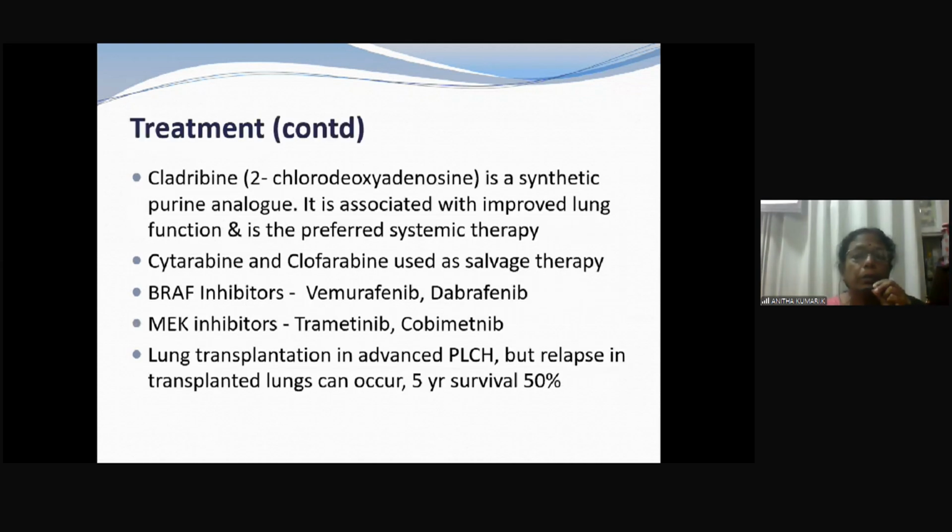So the treatment of choice is cladribine, a purine analog, and this is associated with improved lung function. So in patients where the symptoms persist or there is a rapid decline in the lung function, cladribine can be used if there is no response with smoking cessation. Cytarabine and clofarabine are used as salvage therapy, and now we have newer drugs coming up like the BRAF inhibitors and the MEK inhibitors. And lung transplantation is indicated in advanced pulmonary Langerhans cell histiocytosis, but relapse in transplanted lungs can occur, and the 5-year survival is around 50%.